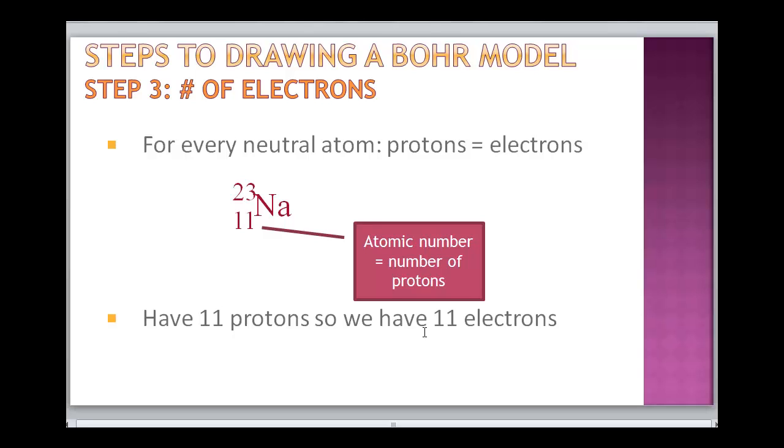When we start getting into bonding, we're going to get to ions, and that's going to be either more electrons or fewer electrons, which will cause that atom to be either a cation or an anion. Moving on.